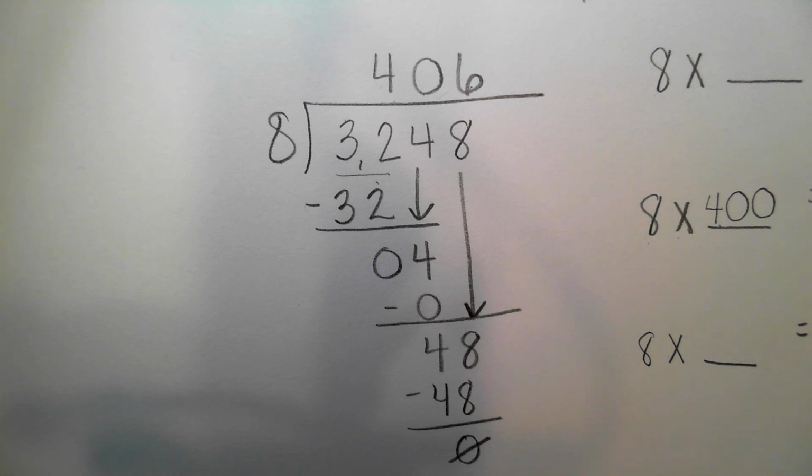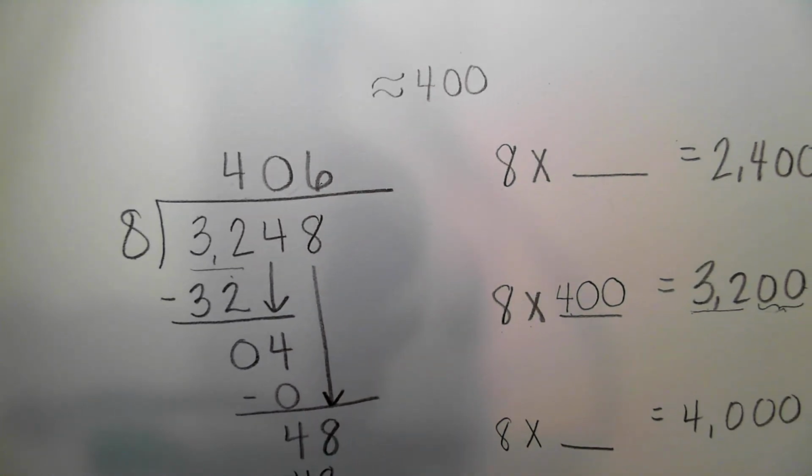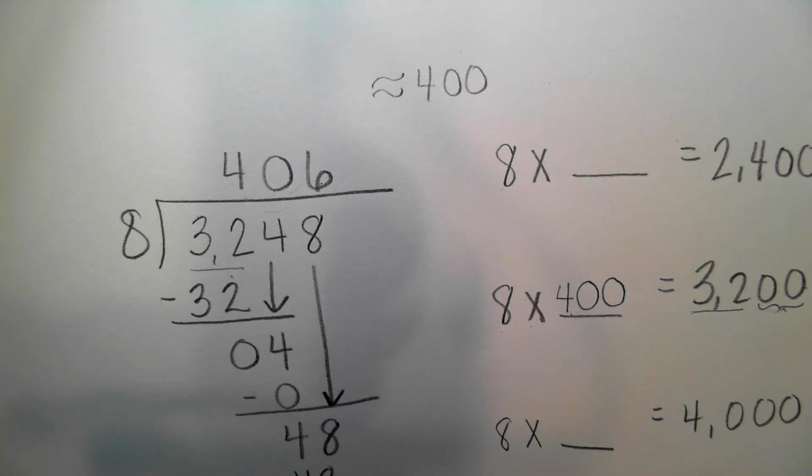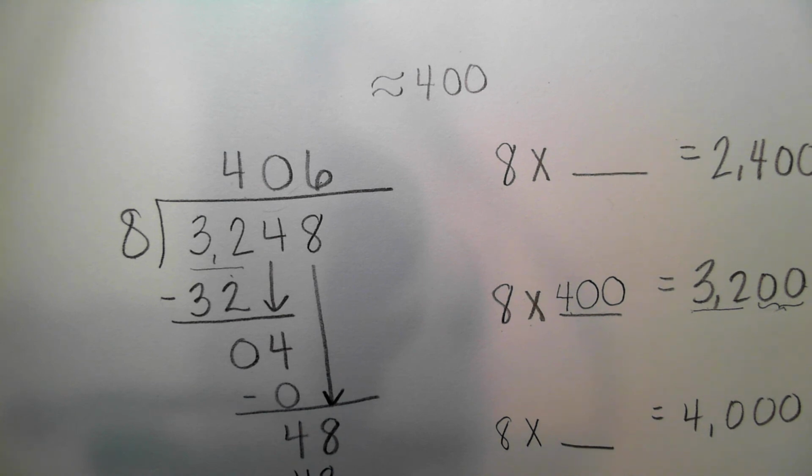Now, remember we estimated 400? Look how close we were. Now, if you got a 40 for an answer, you know you did this improperly. Or if you got a 4,000 as a quotient, then you know you did it improperly. So the idea is that you know more or less what you're going to get before you get started.